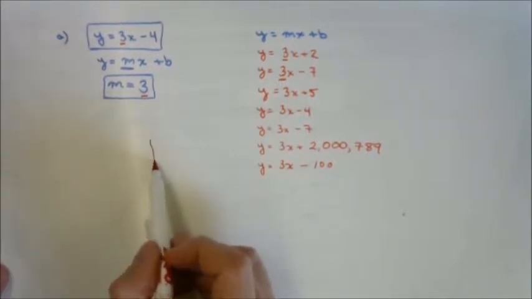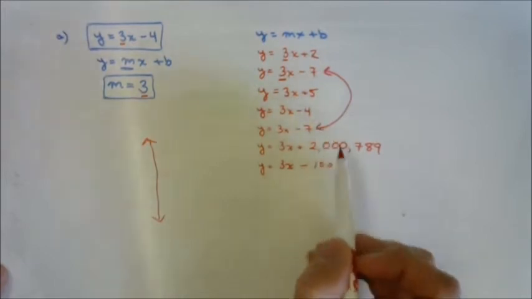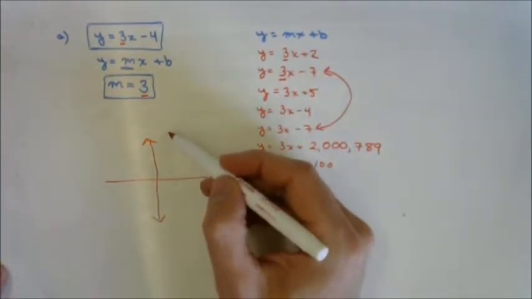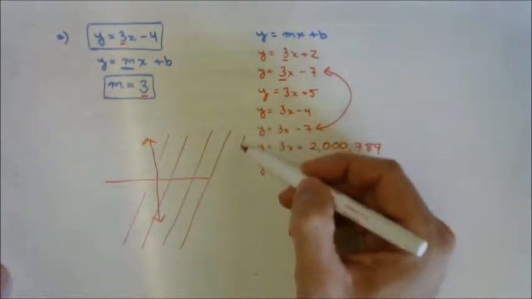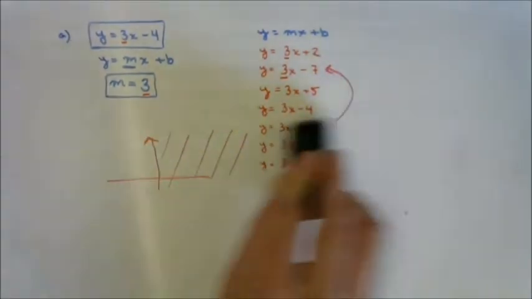Okay, they all cross the y-axis at different places, except for these two. They're actually just the exact same line. But they're all parallel. They all have a slope of 3. They all look kind of like that. Okay? Make sense? I'm going to clear this one. We're going to move on to B.